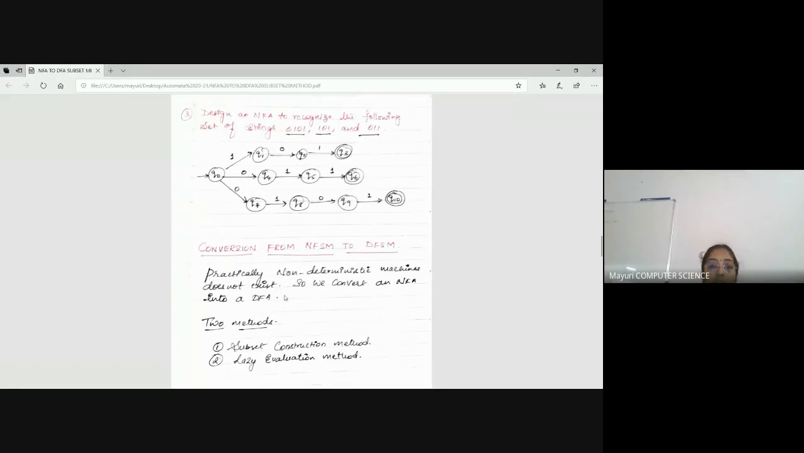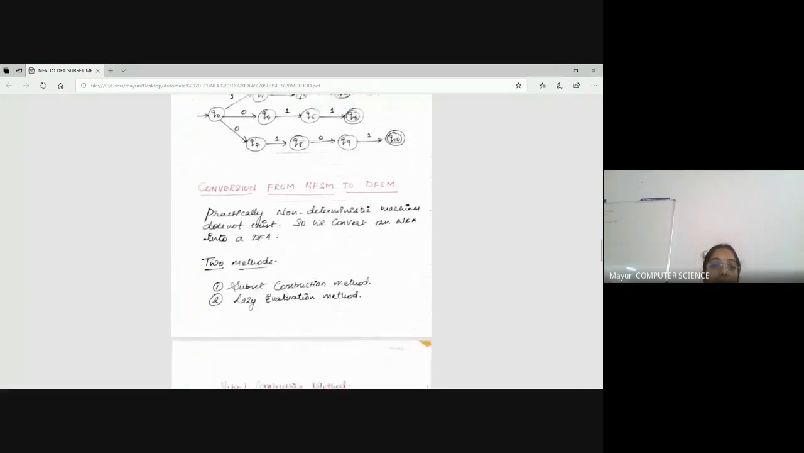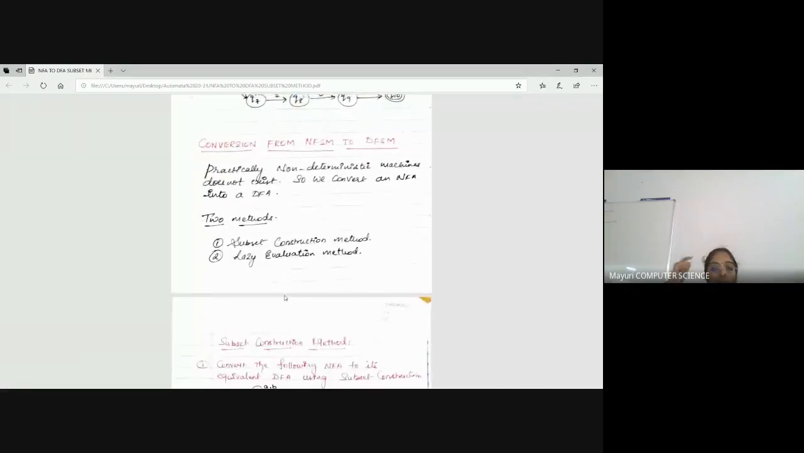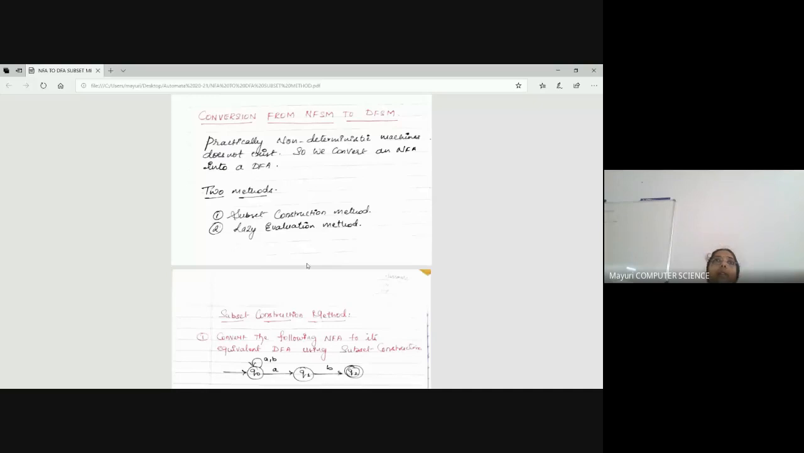So we have to convert a non-deterministic machine to a deterministic machine. This question is very much interesting. Just look at it. There are two methods. I'll tell you when the subset construction method is applicable and when the lazy evaluation method is applicable. When the number of states increases, the number of subsets also increases, right? Because it is 2 power the number of states, the power set.